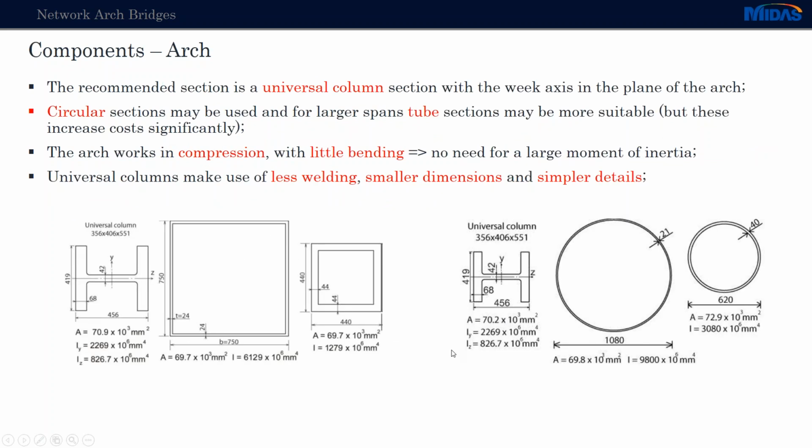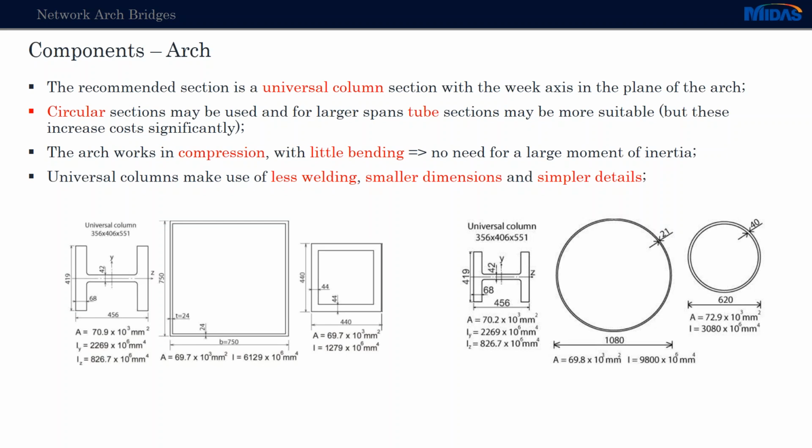For the arch itself, it is recommended to use a universal column or an American wide flange column, and usually the best solution would be for it to be placed with the weaker axis in the out of plane of the arch, which helps with the connection of the hangers to the arch itself.